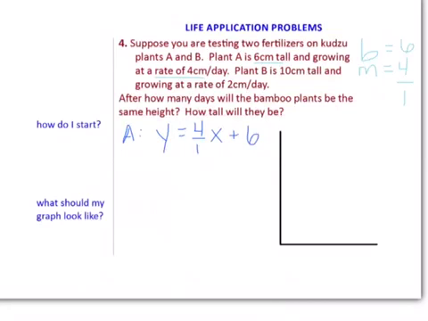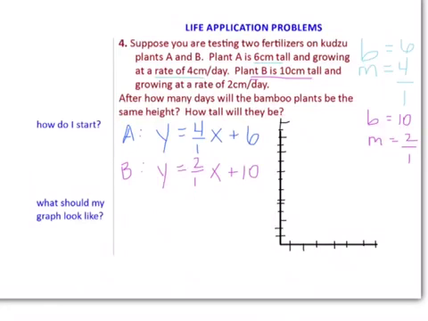Well, plant B starts off at 10 centimeters tall. So B begins at 10, and its slope is 2 over 1, or 2 centimeters a day. So for plant B, I'd have y equals 2 over 1 times x plus 10. So if I graph these, 1, 2, 3, 4, 5, 6, 7, 8. So there's my little graph.